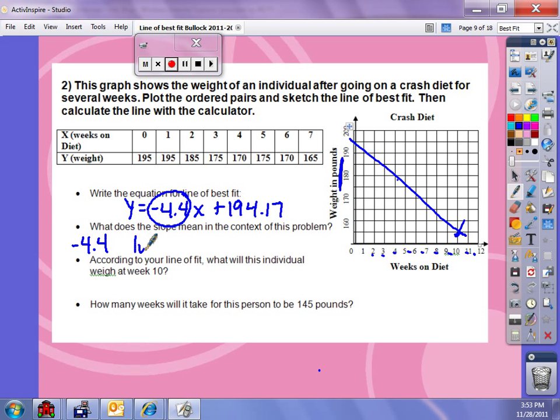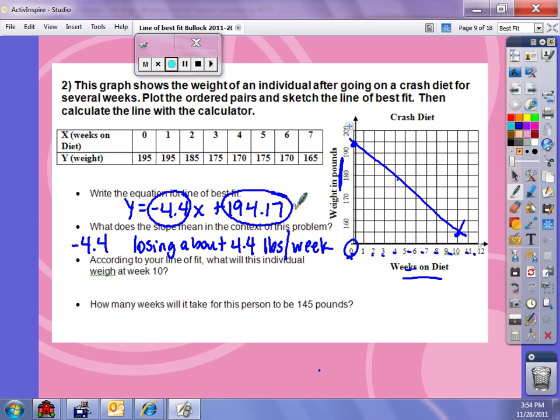So this person is losing about 4.4 pounds per week. And that's our rate of change. That's what it's changing by each week, right? Which is why we multiply it by x, which is representing weeks. The 194 is our y-intercept, right? So this is going to be how much weight this person weighs after not being on the diet at all. So our starting weight was 194 pounds. And it looks like we're losing about 4.4 pounds a week.